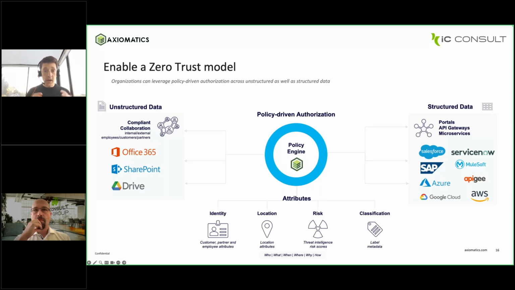At the very core of what we do, we have an engine. It is what NIST calls the PDP in their ABAC architecture. We like to call it policy-driven authorization. Yes, it uses attributes in the policies, but the fuel of the engine is the policies.